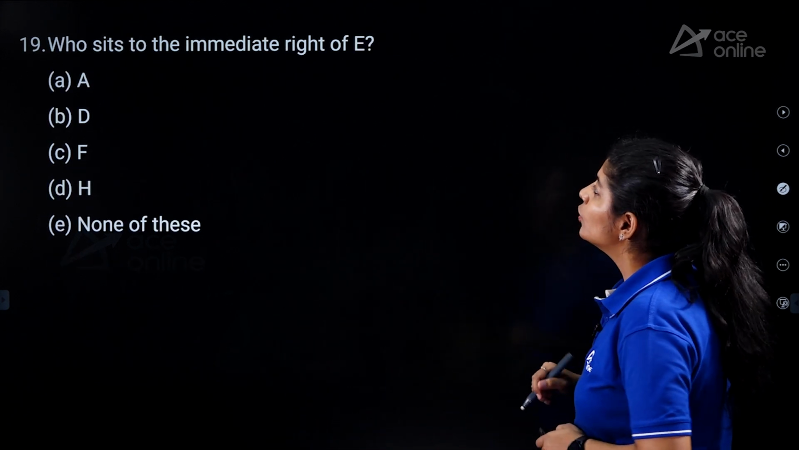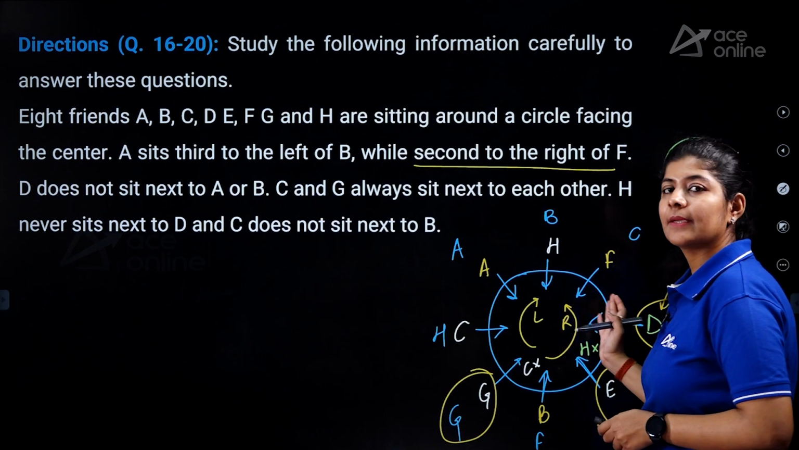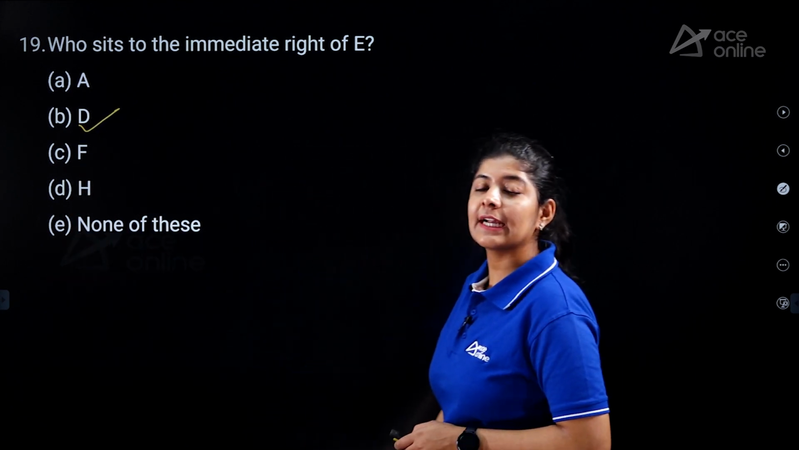Next. Who sits immediate right of E? Immediate right of E is nothing but D. That means option number B is the correct one.